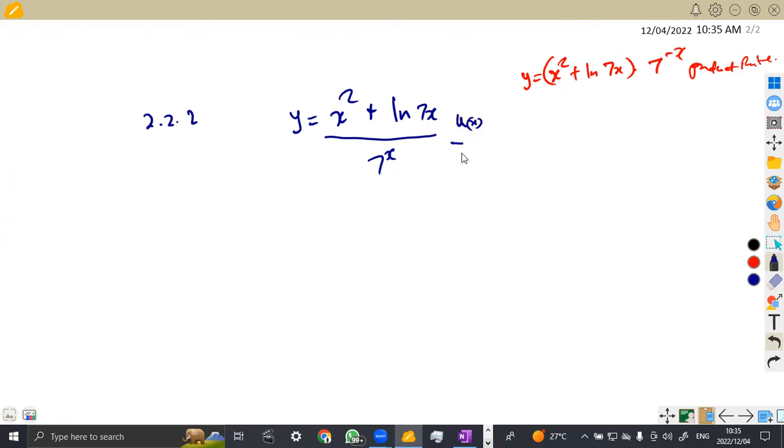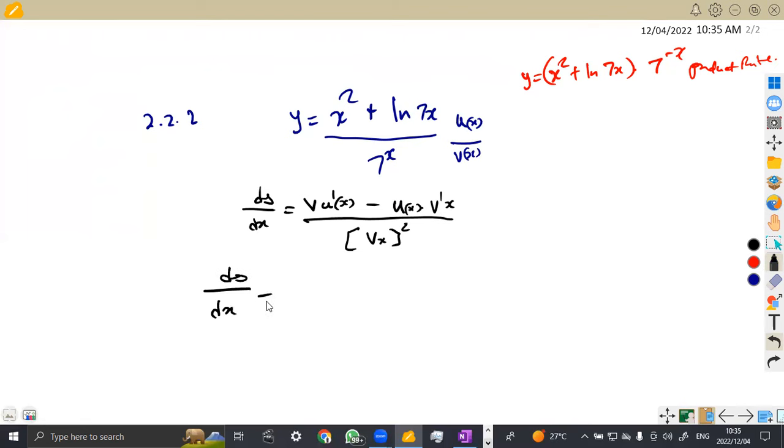We've got our u of x here and our v of x here, and we know that the derivative of y with respect to x, if you apply the quotient rule, is v times the derivative of u minus u times the derivative of v, everything over v squared. So we are going to square this v of x. So dy dx is equal to v, which is 7 to the exponent of x, times the derivative of u.